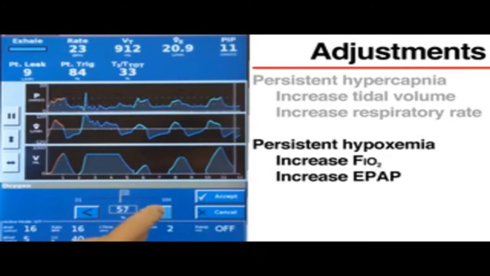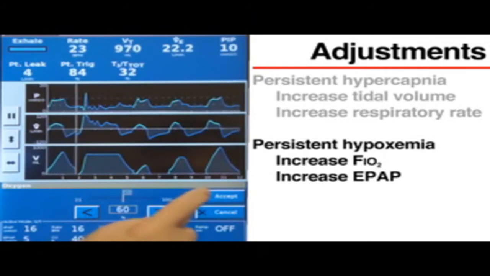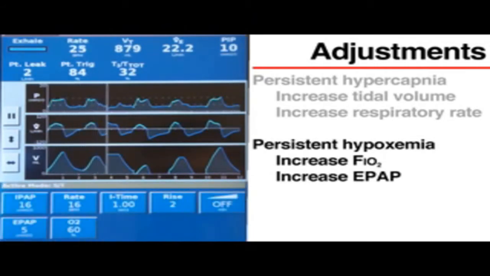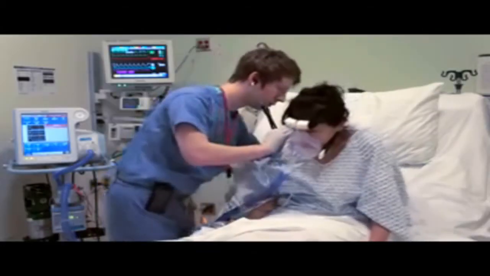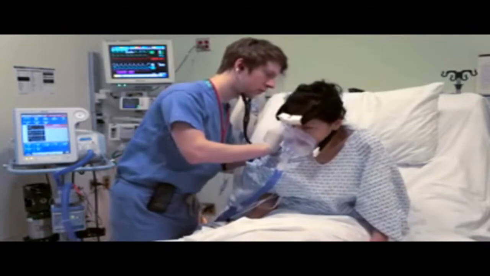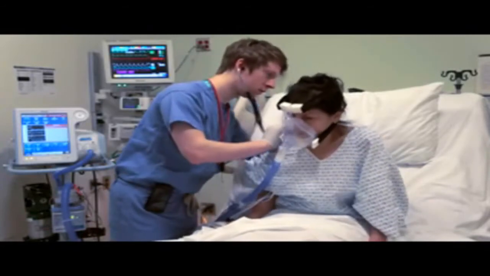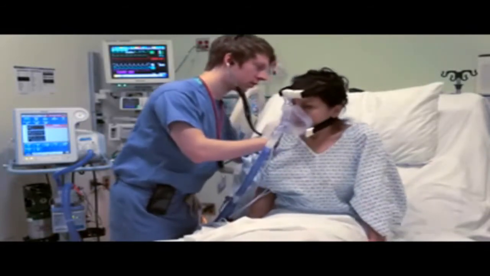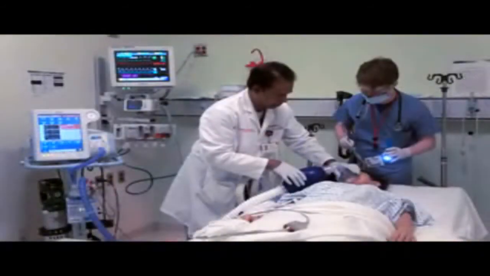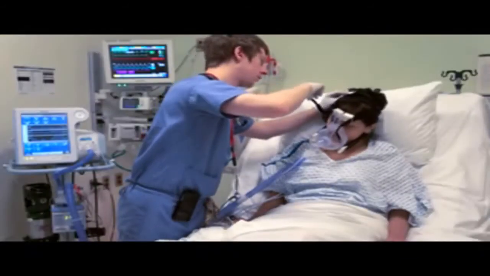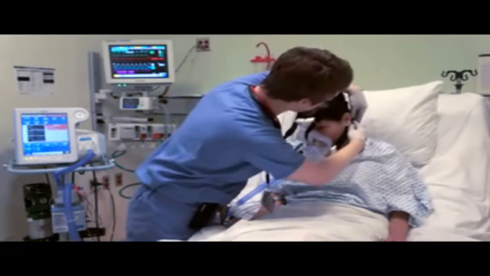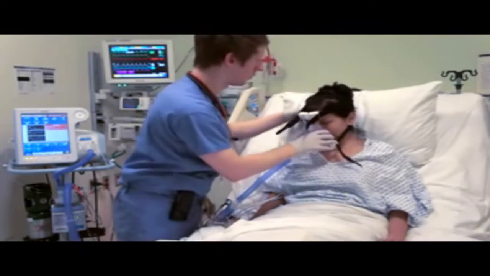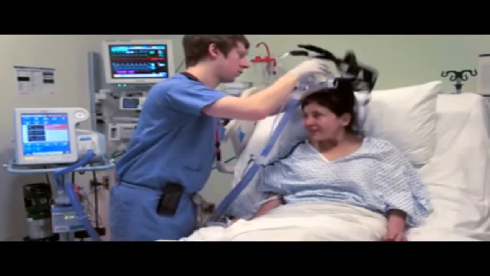Note that if the EPAP is increased, the IPAP should be increased proportionally so that the amount of pressure support does not change. If the patient has persistent respiratory distress despite adjustments to the ventilator or mask, or if a contraindication to BPAP develops, such as vomiting, perform endotracheal intubation immediately. In contrast, if respiratory failure is reversed with BPAP, the level of ventilatory support can be reduced until the patient is ready to attempt spontaneous breathing again.